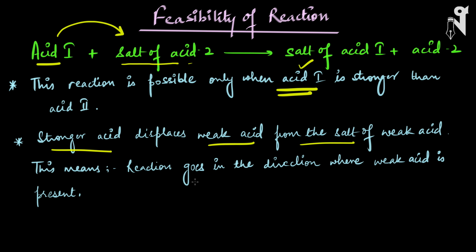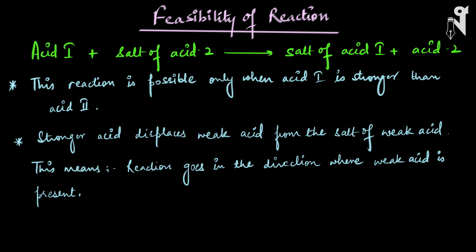So here the funda is that the stronger acid displaces the weak acid from its salt and the reaction goes in the forward direction. You can also say the reaction will go only in the direction where the weak acid is present. Eventually in the product, acid 2 should be the weak acid. If the product has a weak acid, then the reaction will happen in the forward direction. If the reactant itself has the weak acid, then the reaction will not proceed. So the direction of reaction depends on whether the weak acid is in the product or in the reactant mixture.